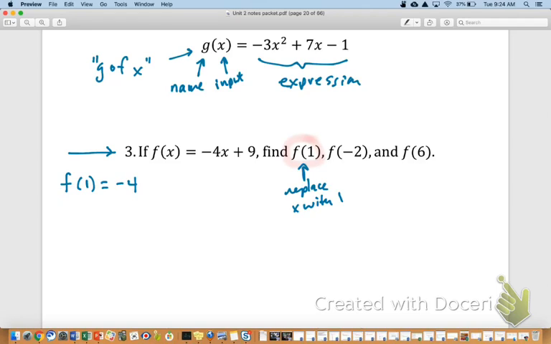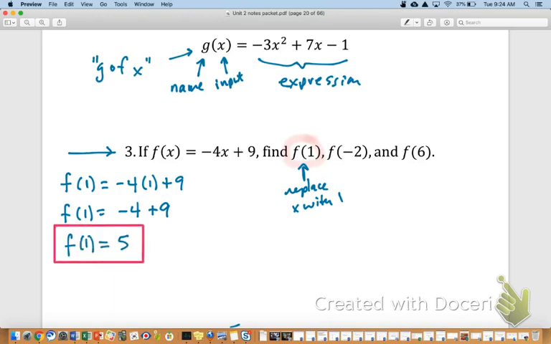Once I've done this, I'm going to follow my order of operations. There's no parentheses, work, or exponents on this one, so I'll just skip right to multiplication. So negative 4 times 1 is negative 4, and negative 4 plus 9 is 5. So this right here would be my final value. I would say f of 1 equals 5. That's not multiplication, right? The f of 1 does not mean f times 1. It just means the input was 1. Let's try that again.